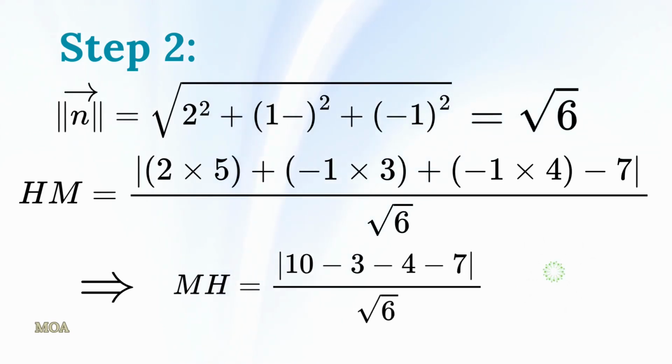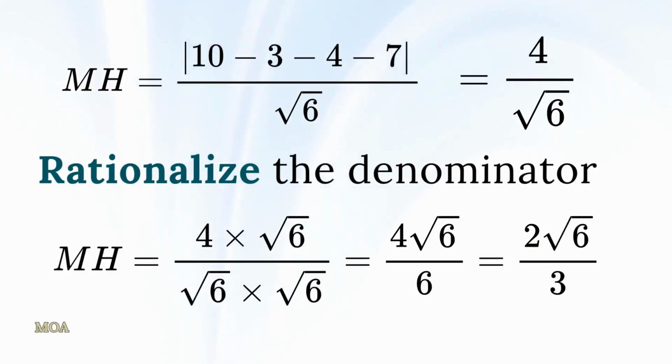By applying the previous expression for HM, this yields HM equals the absolute value of the quantity 2 times 5 plus -1 times 3 plus -1 times 4 minus 7, all over the quantity square root of 2 squared plus -1 squared plus -1 squared. After simplifying, we obtain HM equals the absolute value of 10 minus 3 minus 4 minus 7, all over the quantity square root of 6. This gives HM equals 4 over square root of 6.